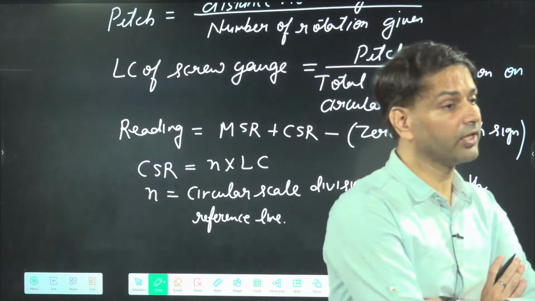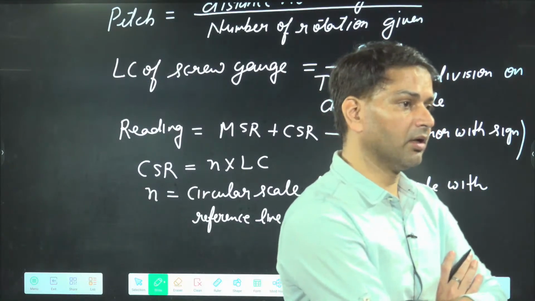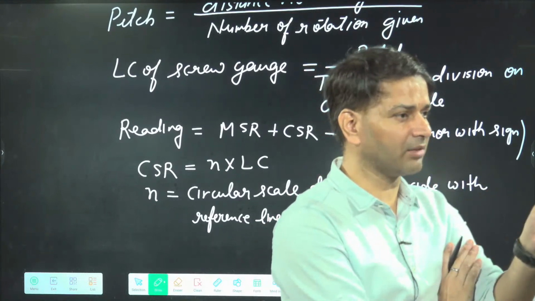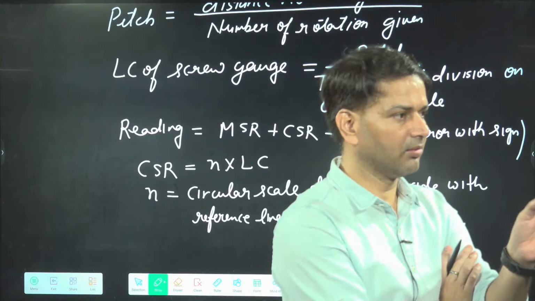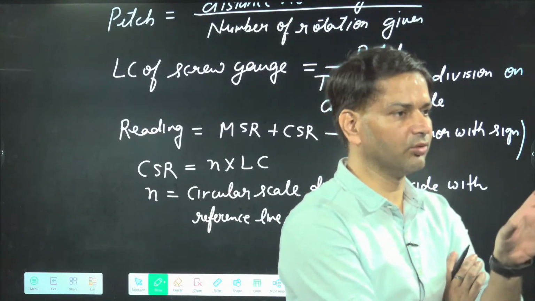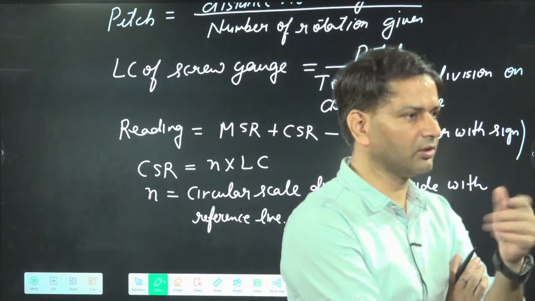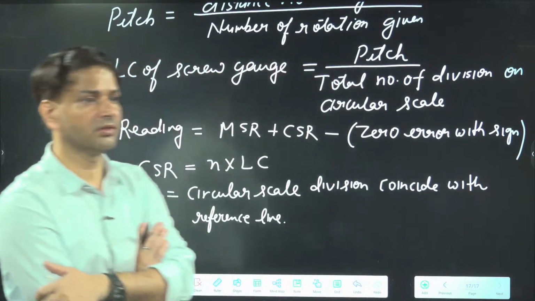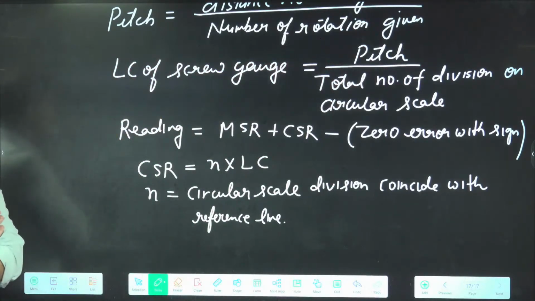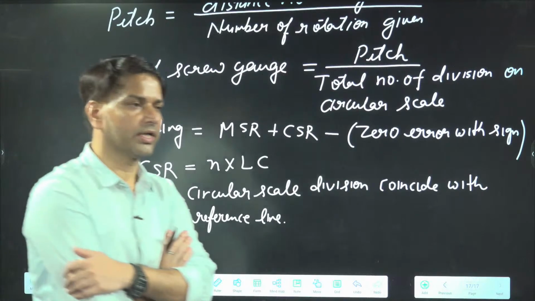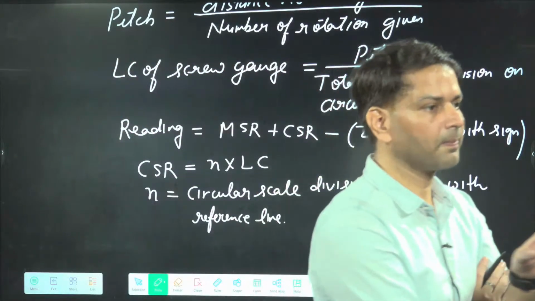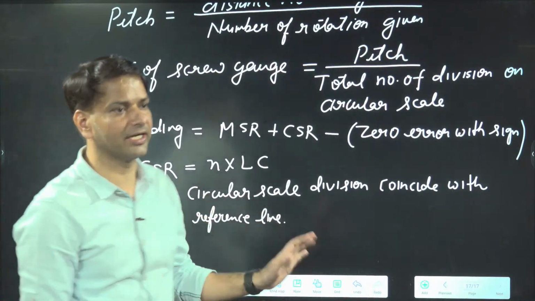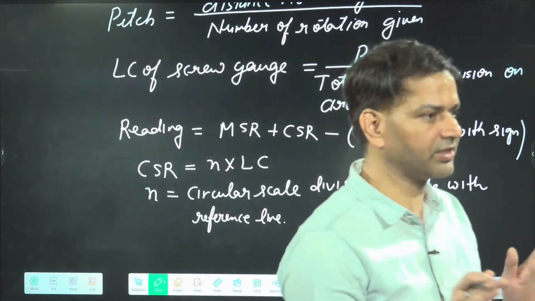As I said, different books represent it differently. Some write MSR plus CSR into least count, where CSR means N. But I am writing CSR is equal to N into least count. Whatever you have learned, you can follow that also. Different books may use different notation. Here we take the circular scale division coinciding with the reference line, or directly the circular scale division, as N.